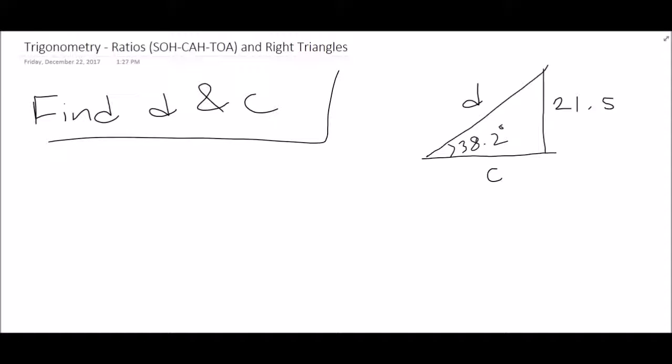Alright, and we're on our final problem, and I'm going to have you guys do this one. Pause the video, do it on your own, and then unpause it to check what I get.